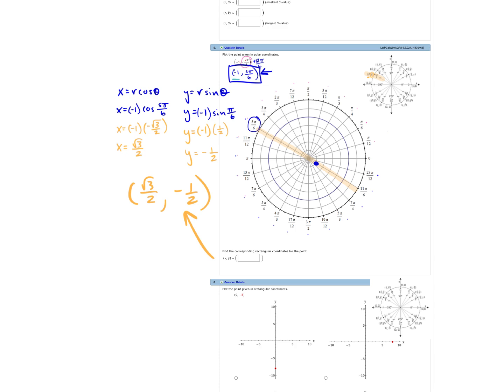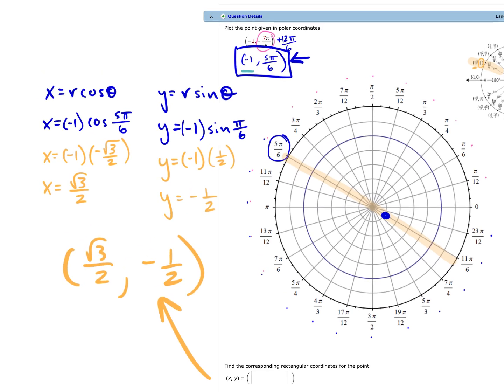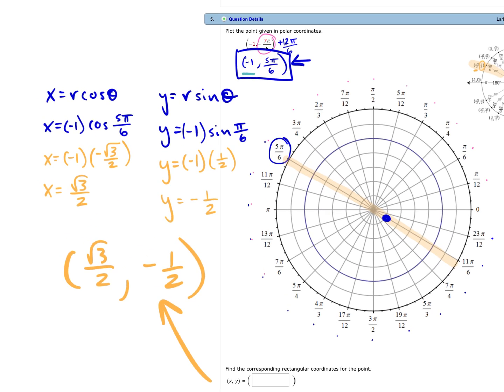Where did you get pi over 6 from? When we found the positive coterminal angle of it, we added 2 pi to the angle. That's where we got the 5 pi over 6, because negative 7 pi over 6 is not on the unit circle. Now where'd you get pi over 6 by the sine? This should be 5. Sorry.